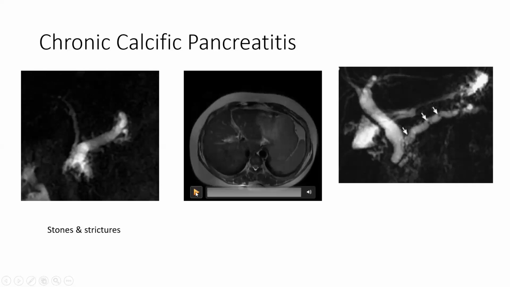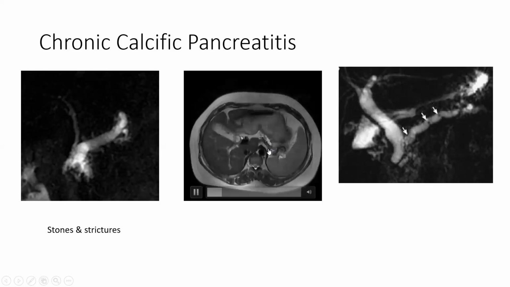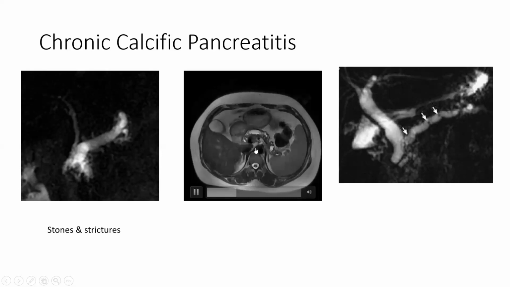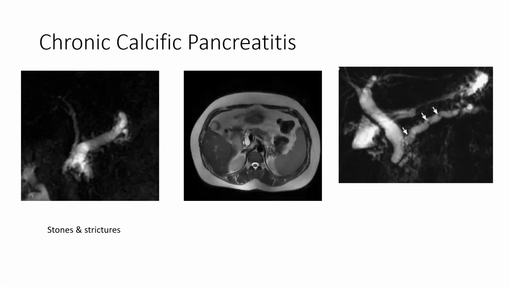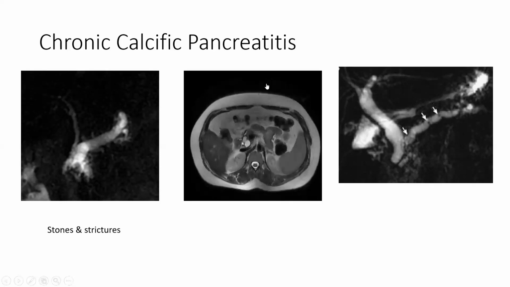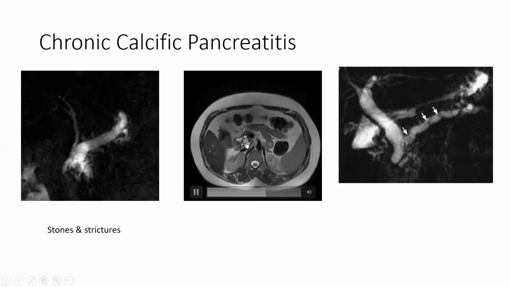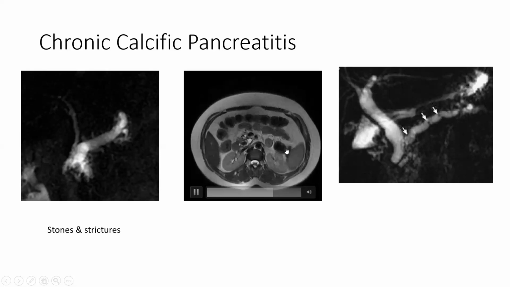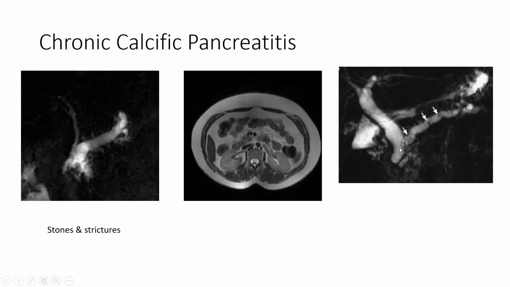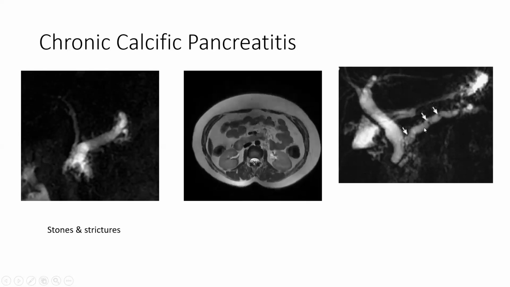If you run this MRCP and axial T2 weighted images, here we can see a filling defect in the central part of the main pancreatic duct. Then sometimes we also have to report strictures. Here you can see multiple intraductal calculi. You can see a segment of the MPD is not visualized, and this is probably due to a stricture.